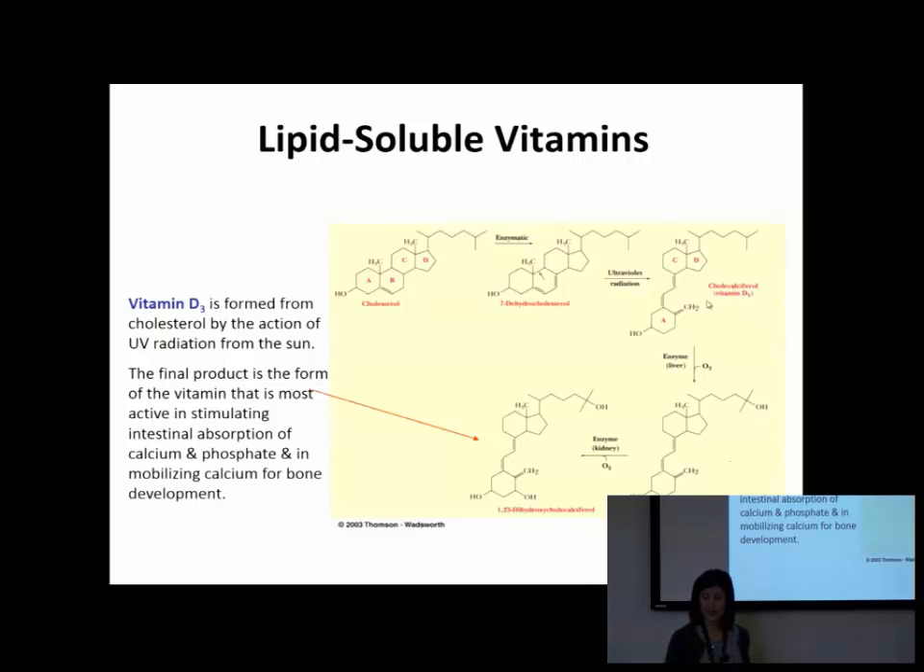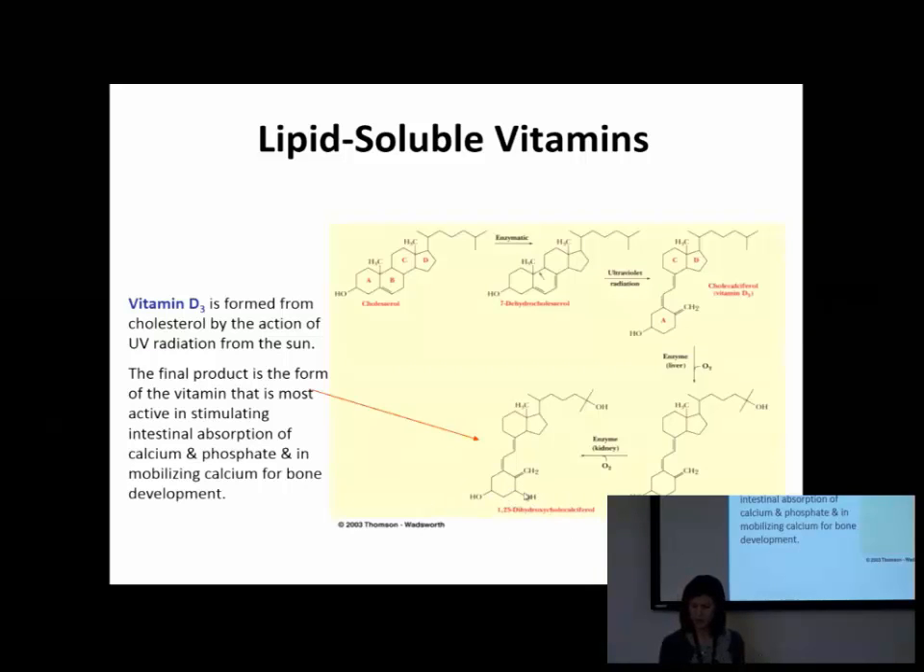So then you're going to open it up in your liver with oxygen. We're going to make an alcohol here. And what else are we going to do? That's about it. Put an alcohol here, and then put another alcohol over here. And this is the active form that stimulates the absorption of calcium and phosphate in your intestine. So this is really what does the work.